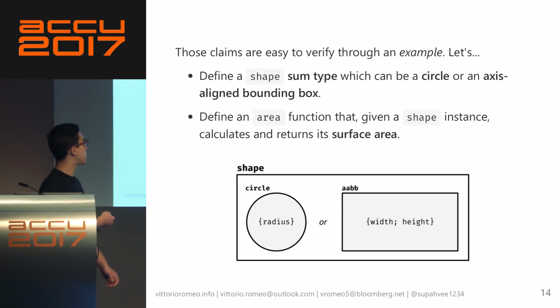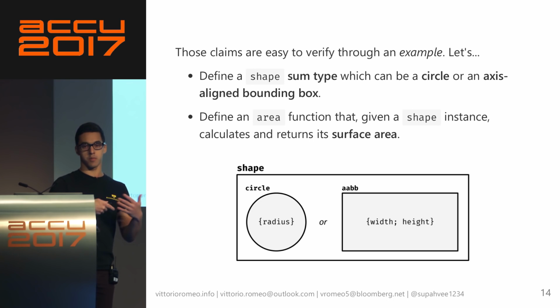So this example will be like this. We will have this shape, a sum type. So it's a choice between types, which can be either a circle or an axis-aligned bounding box. That's a rectangle, basically. And then we want to define an area function that, given a shape instance, calculates and returns its surface area. So this means that the area function will have to switch on the real type of the shape.